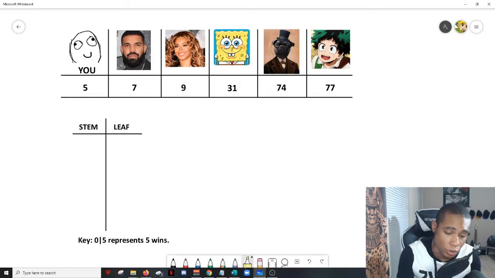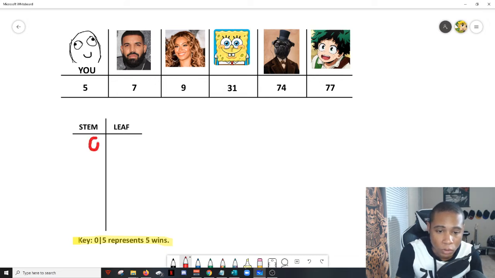So another thing I want to show you is when you're dealing with single digit numbers in stem and leaf plots. If we look at this example, I've changed the numbers of wins for you and your friends. If you look at our key, the key is saying when I have a 0 on the stem and a 5 on the leaf, it represents the number 5. So if I wanted to put you and your friends' numbers into the stem and leaf plot, you have 5 wins. So there is no tens place.